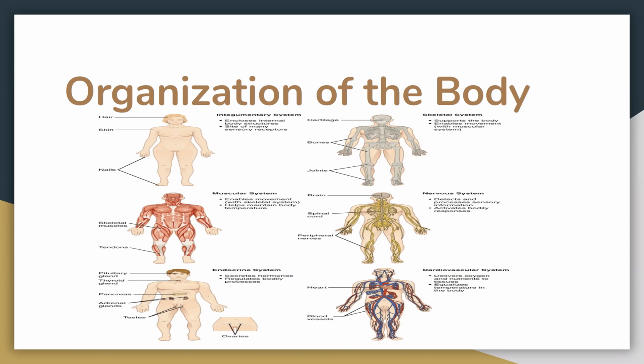Then you have the nervous system. That is very important in providing information to the entire body on what to do. And then on the bottom, you have the cardiovascular system, which obviously brings your blood and oxygen throughout your whole body and picks up waste to excrete.